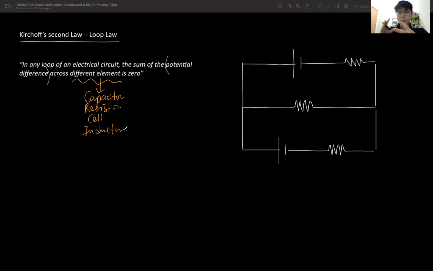How do you get the sum of potential difference 0? That means some component is going to have negative potential difference. That's how you get 0. Some component is going to have positive potential difference. Some component is going to have negative potential difference. So when we add it up, we get a 0.